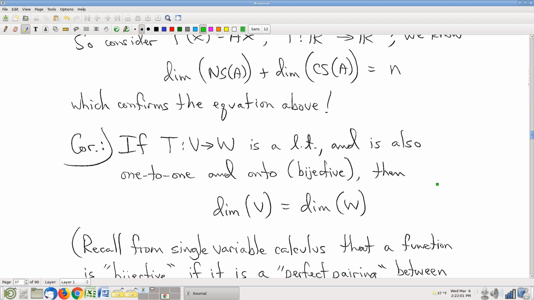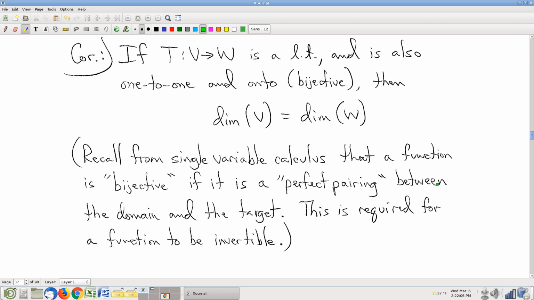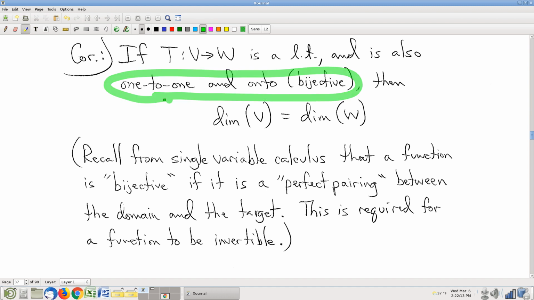Okay, a nice corollary. Before I get to the corollary, let me address some terminology. My experience tells me that y'all have probably forgotten what these words mean, or perhaps might never have seen them. In theory, you have to talk about these ideas in a Calc 1 class, because if you want to talk about what it means for a function to be invertible, you have to talk about what it means for a function to be one-to-one and what it means for a function to be onto.